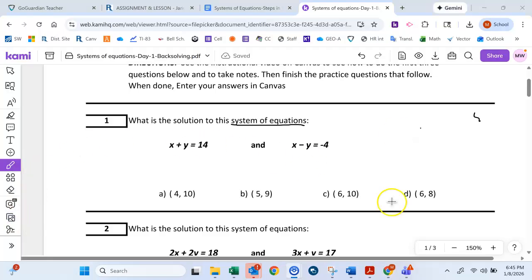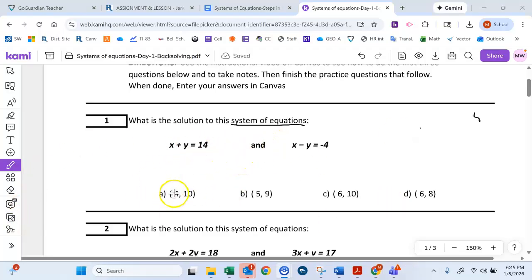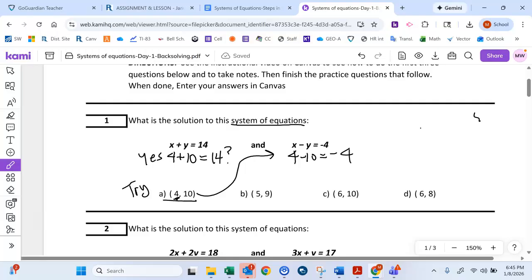Okay, so again, what we're going to do is see if these answers work. So I'm going to try A to see if it works. If 4 is the x, then I would put 4 plus 10, is that equal to 14? Yes, it is. So this is yes, but does it work over here? Remember, 4 has to be the x, minus 10 equal negative 4.